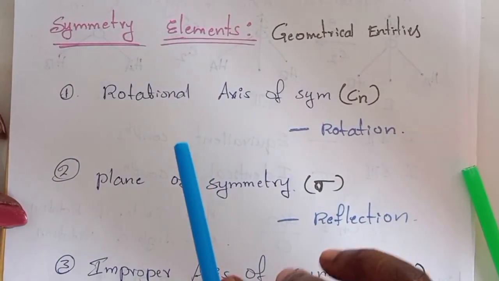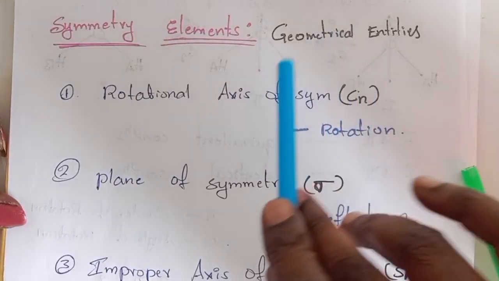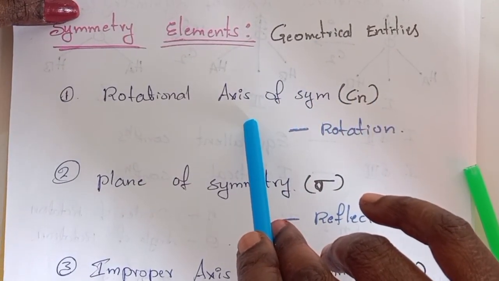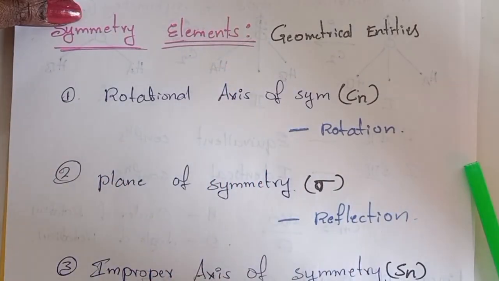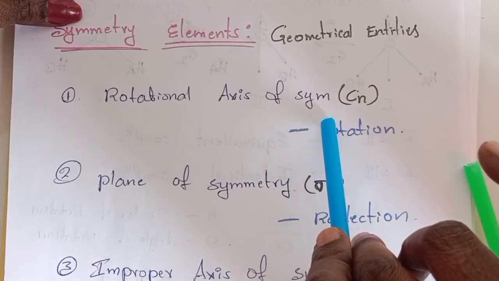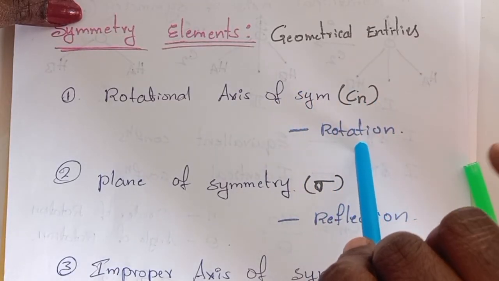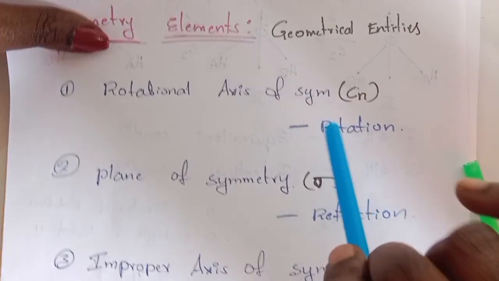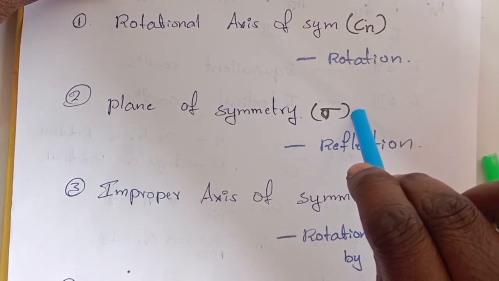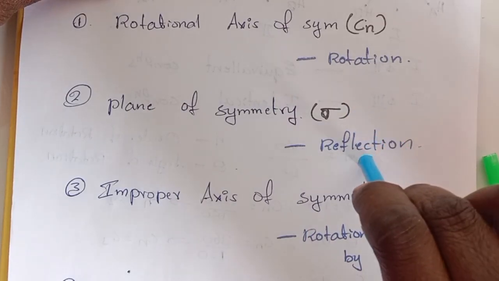The next term is symmetry elements. Symmetry elements are geometrical entities that can be generated by doing symmetry operations on the molecule. Generally, these are of five types. The first is the rotational axis of symmetry, which can be represented with Cn and can be generated by doing the rotation operation. The second is the plane of symmetry, which can be represented with sigma and can be generated by doing reflection on the molecule.